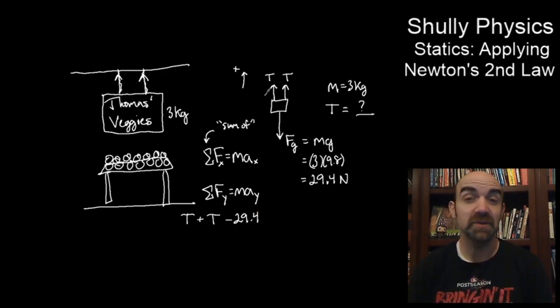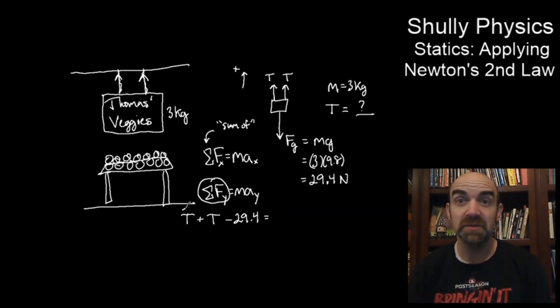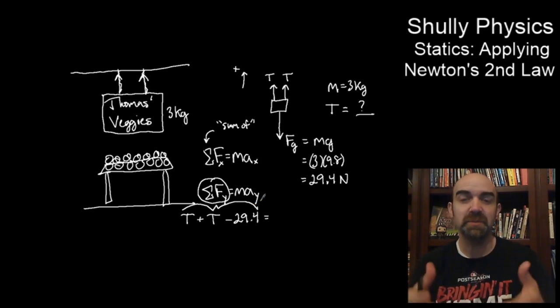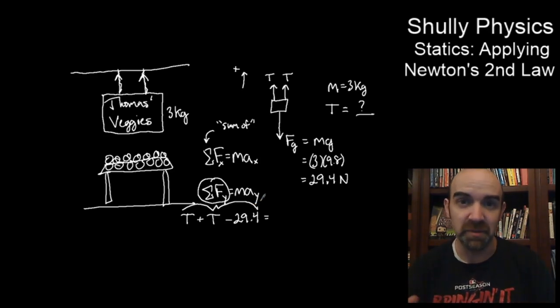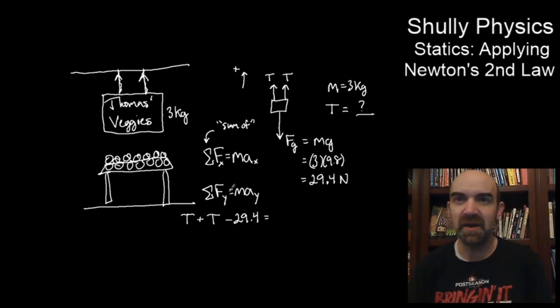And that's it. Those are the three forces. What we have done is we've just summed them all up to produce this result. These three together are an expression that is the sum of the forces in the y direction. That's what we replace that sigma Fy with: T plus T minus 29.4. Now we have the equal sign, which is rewritten down here.